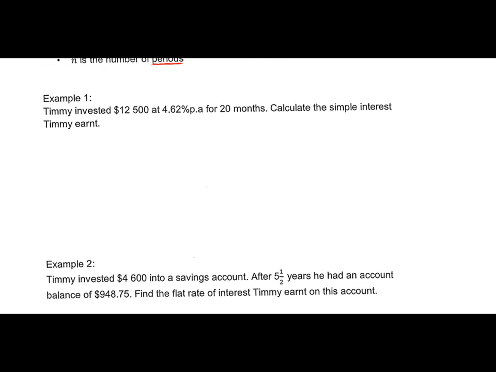They're fairly short. First one is that Timmy invested $12,500 at 4.62% per annum, PA, every year for 20 months. Calculate the simple interest that Timmy earned. So we are going to use the formula I equals P, the principal. Up here it was 12,500, multiplied by the interest rate. So the interest rate is a decimal, 4.62%. If you divide it by 100, you get 0.0462.